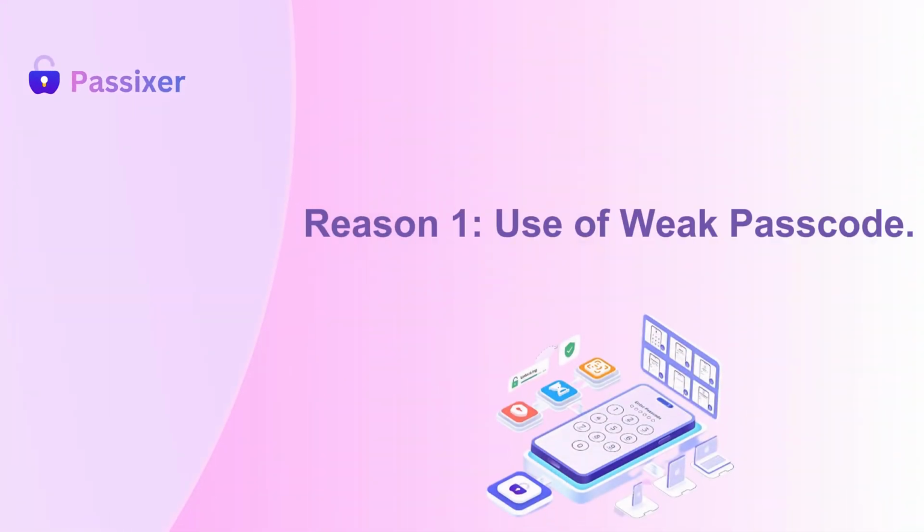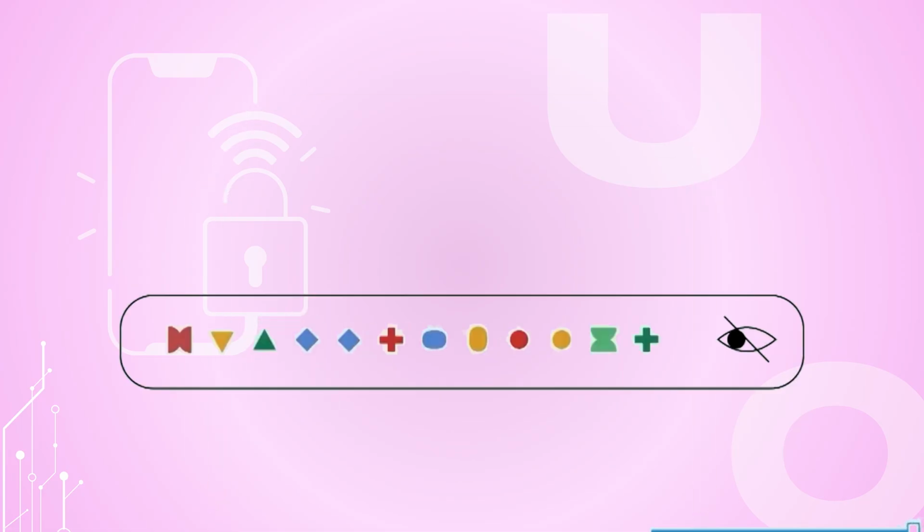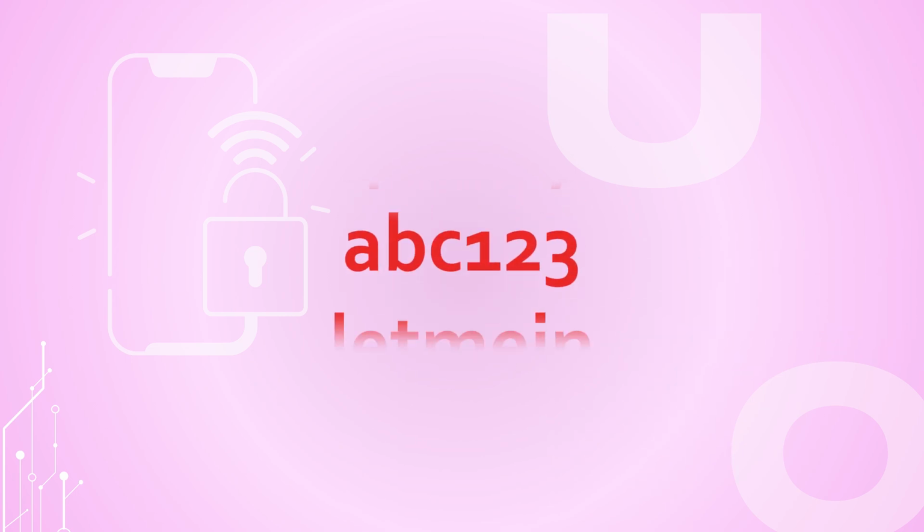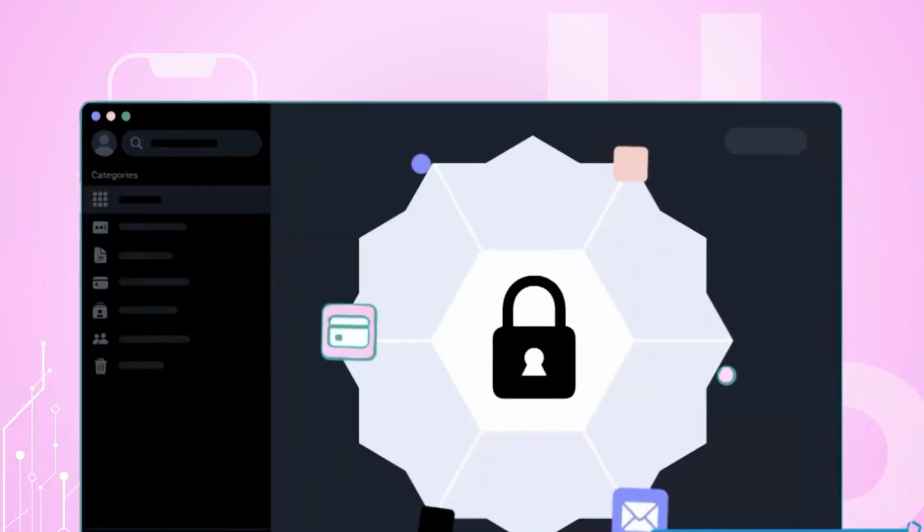Reason 1. Use of weak passcode. A weak passcode can seriously compromise your iPhone's security. Simple patterns like 1234 or 0000 or something similar are easy to guess, allowing unauthorized users access to your device and personal information.